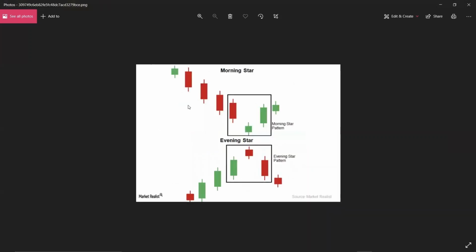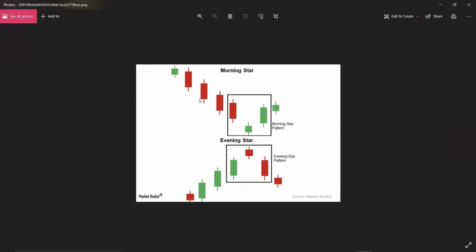So the next one and the last one is evening star, morning star and evening star. I basically call them star formations. I don't usually add this morning and evening. It doesn't really matter to me. It's just the pattern that matters. So I call them star formations, right? So this is a morning star and this is an evening star.